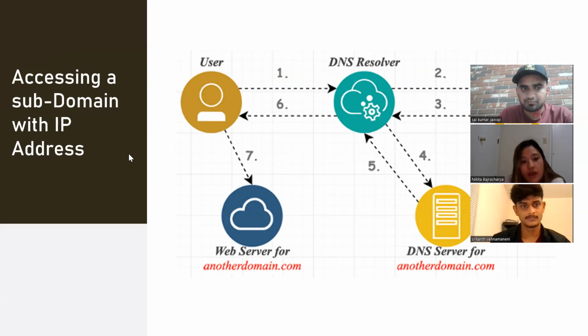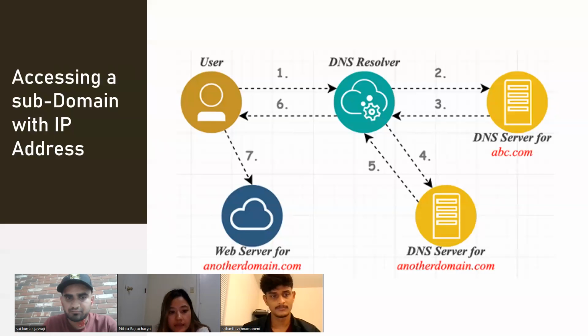In step one, in order to access the targeted website, that is abc.com, a user will send a DNS query to the DNS resolver requesting the IP address of abc.com. Then at step two, the DNS resolver requests the IP address of abc.com from its DNS server.